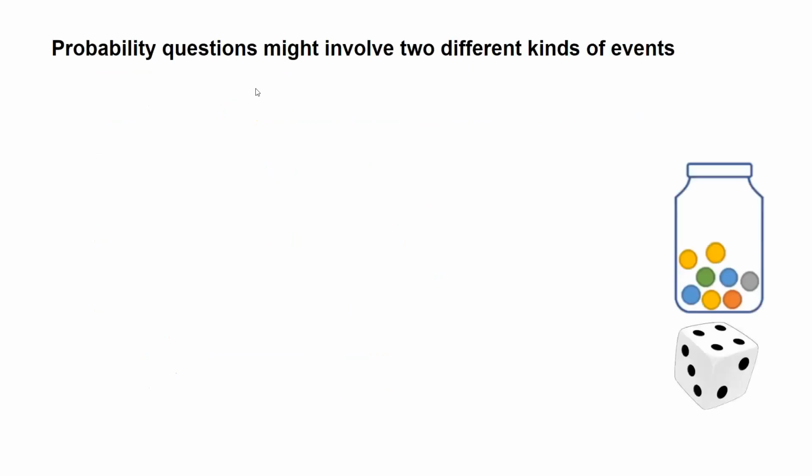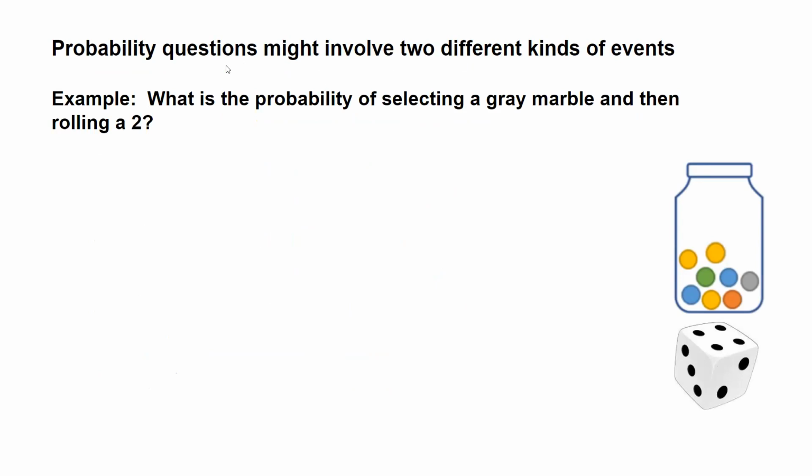Let's take a look at probability questions that might involve two different kinds of events. You can see we have a jar full of marbles. We have a dice. Our example is, what is the probability of selecting a gray marble from the jar and then rolling a 2 on the dice? And you may say, what do those two things have to do with each other? And they really don't have anything to do with each other, but it is an example of the kind of question that you might see. We're going to do the same thing that we did before.